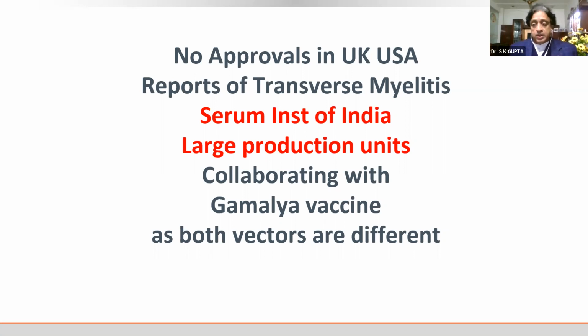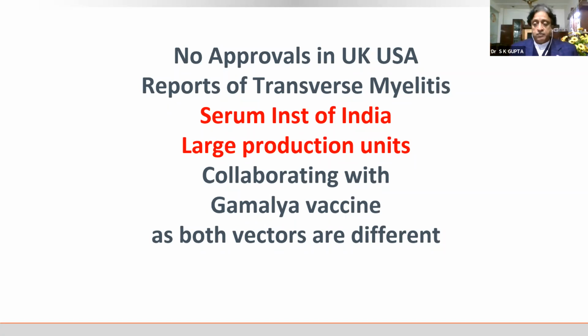But how to go about it? It was offered by the Gamaleya Institute that if both the vaccines are given combined, they might be able to mount a better antibody response. And this is likely to be the trial in times to come, because the Gamaleya vaccine, the Sputnik 5 vaccine, is also a combination of two vaccines.